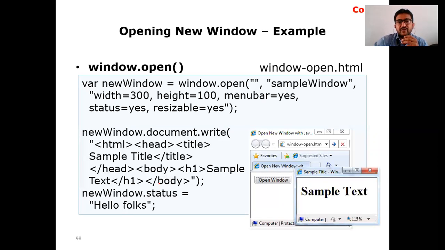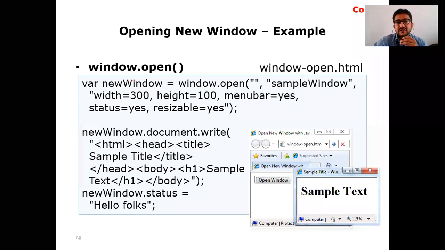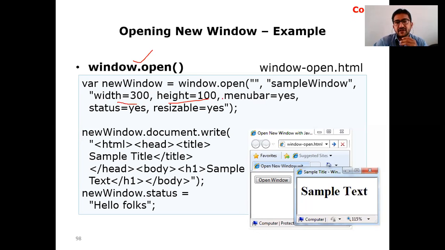Now when you want to open a window, how to open it? It is window.open. Open is the method over here. When you are opening that window, we need to mention the size of the window, width and height. Whether you require a menu bar, because if the content is more, automatically the scroll bar will be there. If you require any menu bar or status bar, and whether the window allows resizing, right?